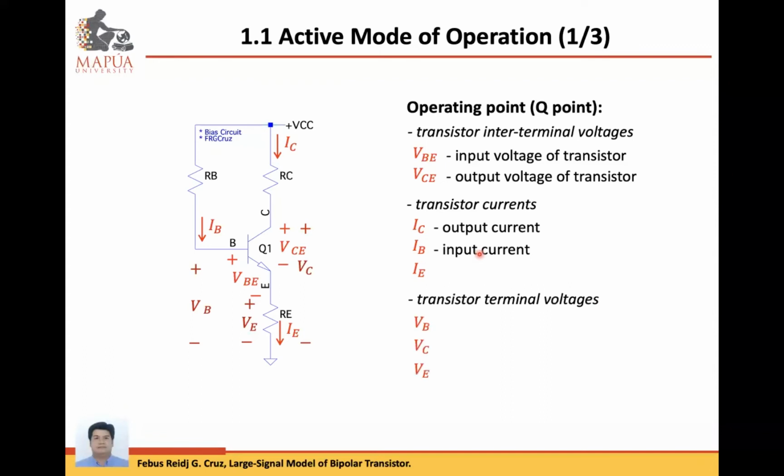Then we can also determine the transistor terminal voltages. Base voltage is the voltage from base to ground. Emitter voltage is the voltage from emitter to ground. And lastly, collector voltage is the voltage from collector to ground. So for the common emitter amplifier, base voltage is the input voltage, while collector voltage is the output voltage.